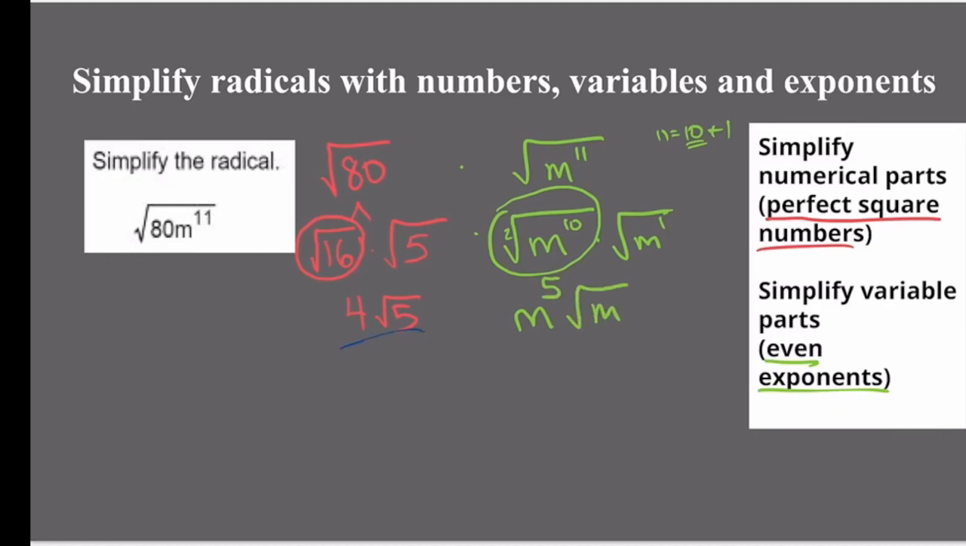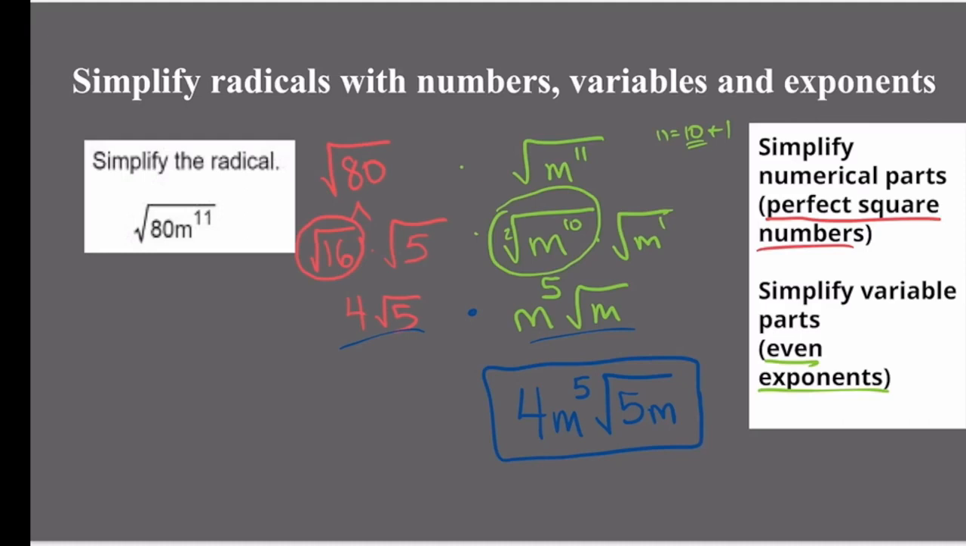So these two pieces are being multiplied again. So everything outside the radical would be 4m to the 5th. That stays outside. And then you'd have radical 5m. So 4m to the 5th times radical 5m.